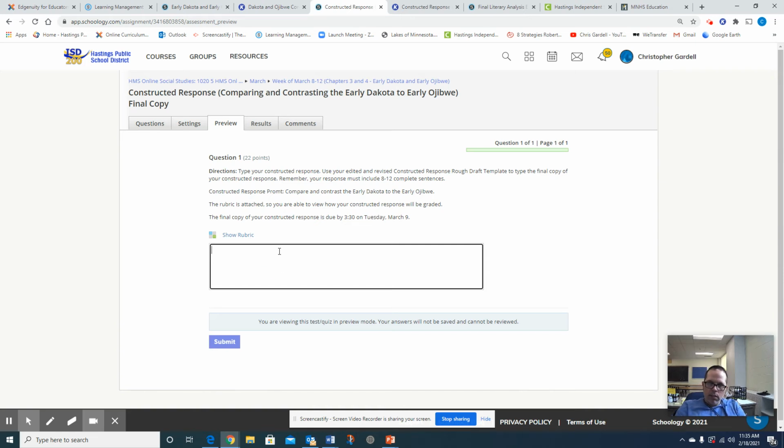But right here is indent 1, 2, 3, 4, 5, and start your topic sentence. And once you start your topic sentence, then just keep writing or typing your constructed response. And remember, your response must include 8 to 12 complete and detailed sentences. There is a rubric that is attached to help you to better understand how your HOA teacher will grade this. And this is due, your final typed copy and submitted in Schoology is due by 3:30 on Tuesday, March 9th.